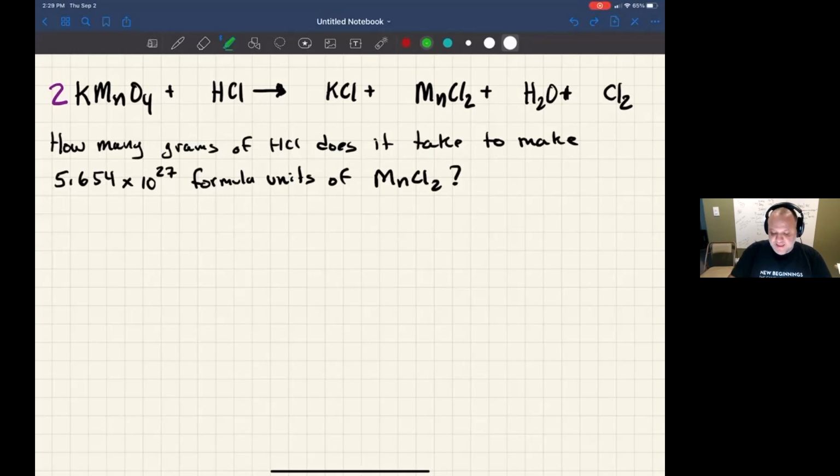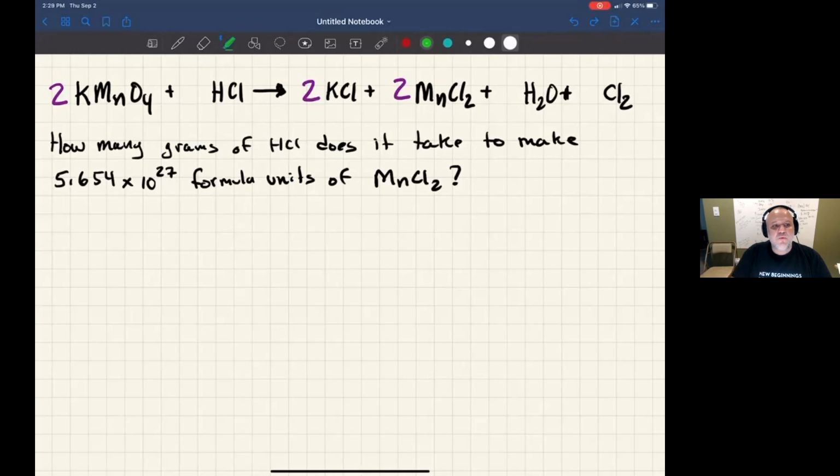So I have 2 potassiums on the left. That means I need to put 2 potassiums on the right. I also have 2 manganese on the left, so I need to put 2 manganese on the right. Now, I'm going to leave chlorine till the end because that is an isolated element. That's just one of the suggestions that you should follow.